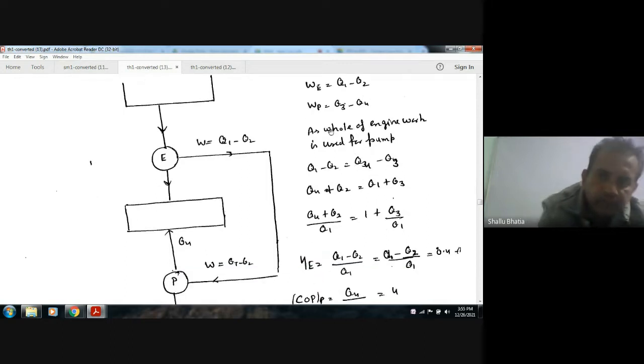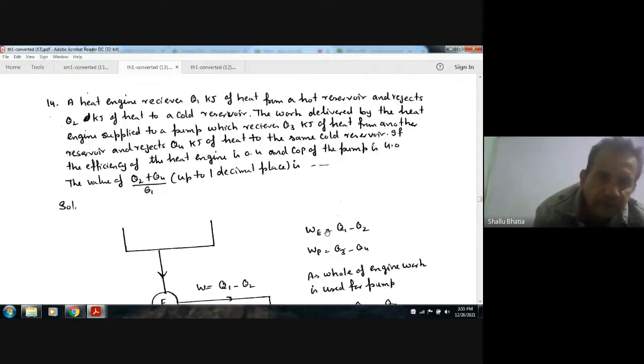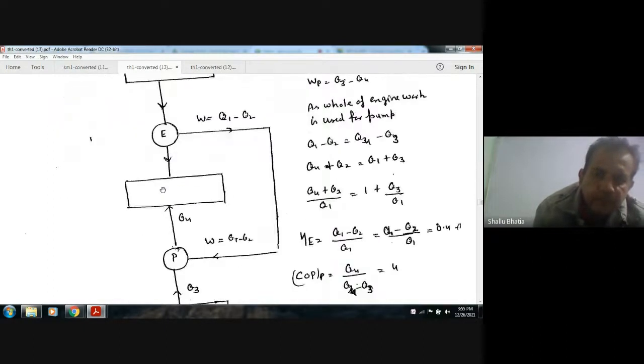And the whole of the work has been supplied to this pump. So Q1 minus Q2 should be equal to Q4 minus Q3, or we can say Q4 plus Q2 is equal to Q1 plus Q3. Now dividing both by Q1, because we have to find out this quantity (Q2 plus Q4) by Q1, we will get (Q4 plus Q2) by Q1 equals 1 plus Q3 by Q1.